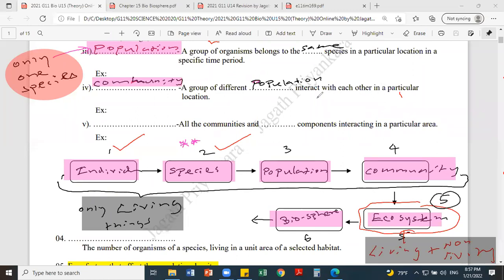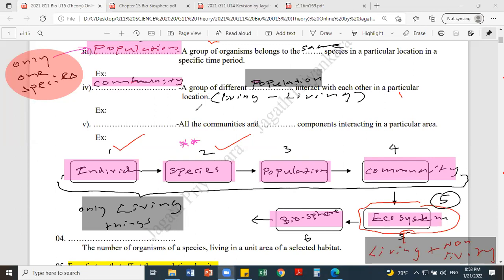that interact with each other in a particular location. Say plants live there, and herbivores depend on plant material. That's an interaction, a living interaction. In other words, community means, if you want to write within bracket, living interaction, but not the same species. Interaction between different organisms.